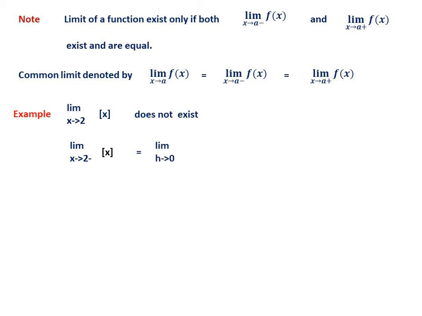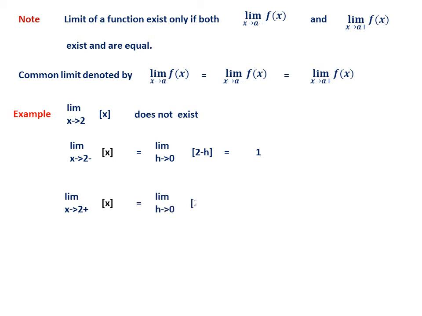Here you can also use one formula. Whenever limit of f of x as x tends to a minus, you can also write it as h tending to 0, where you take 2 minus h. What do you mean by 2 minus h? That means you are taking a value which is less than 2. You are subtracting a small value from 2, so it is less than 2, and h is positive here. Therefore the greatest integer function of 2 minus h is actually 1, because of the definition of greatest integer function. So this is 1.